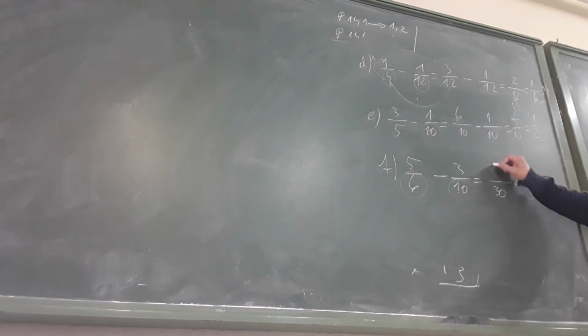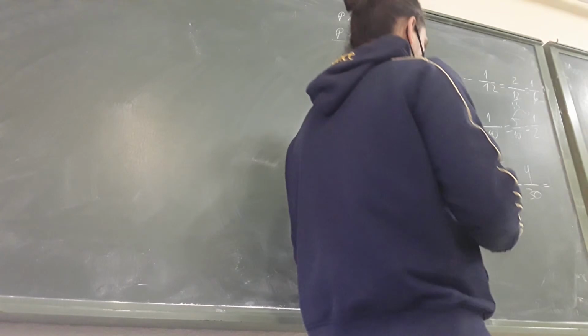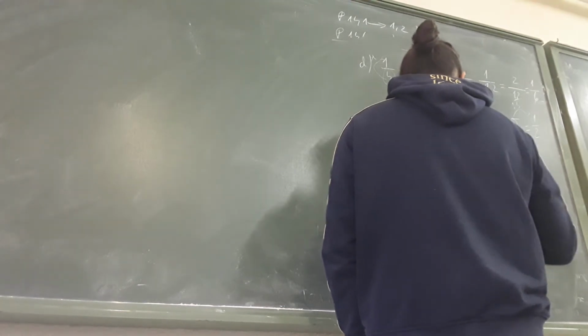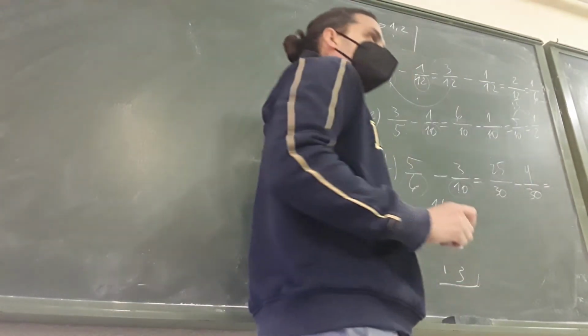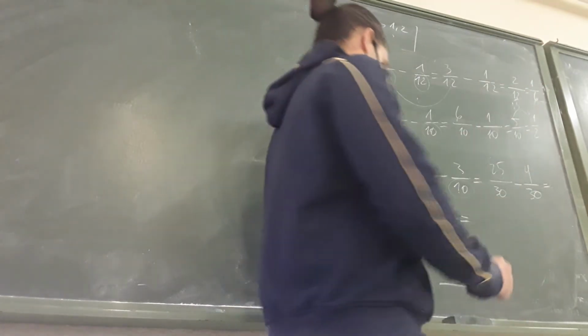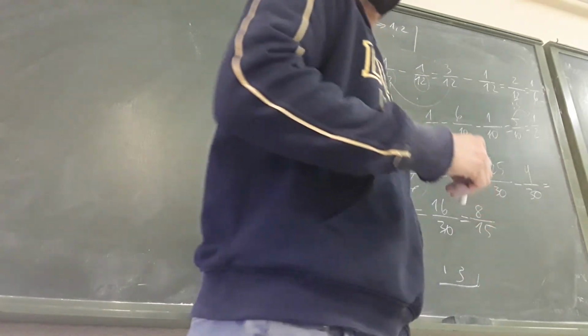Julian, number here? 25, yes. One number here? 9. Okay, divide and multiply, divide and multiply. And then, if you subtract, this is 25 minus 9, 16 over 30. We can divide by 2, for example. And we get 8 over 15. Can we simplify it further?